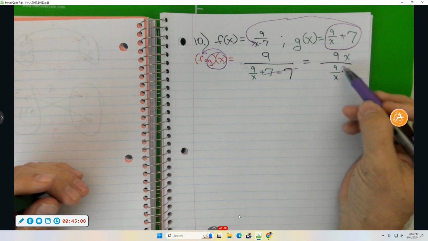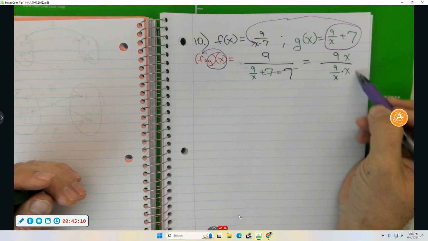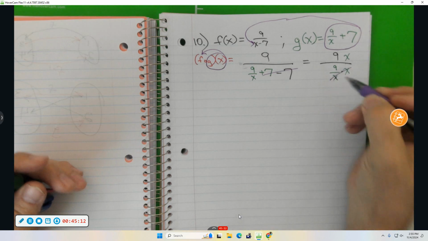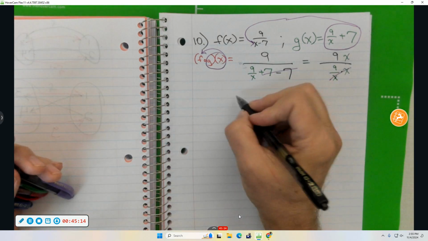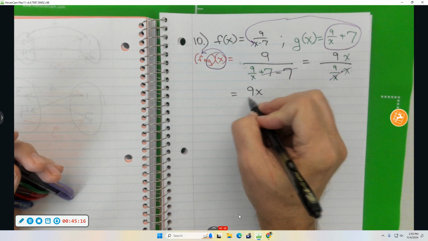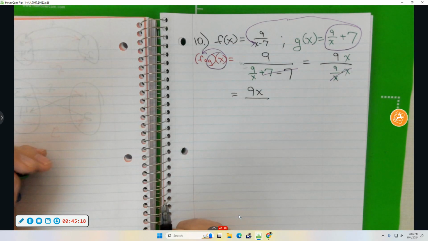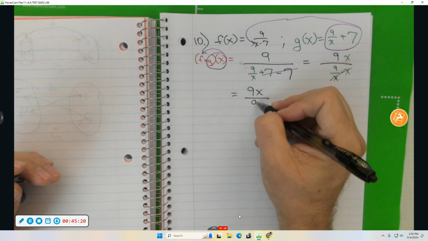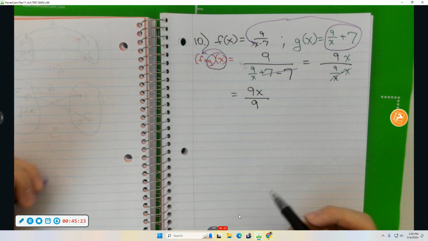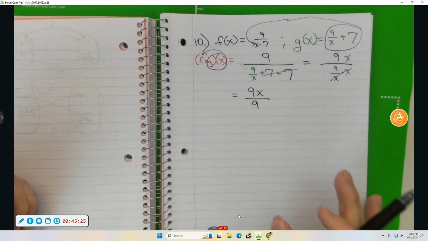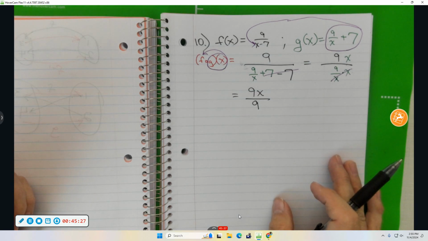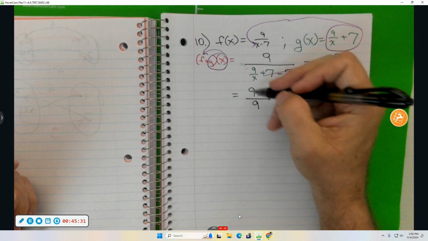What's about to happen down here in that denominator? The x's cancel. So we have 9x on top, and what have we got on bottom? 9. Just that 9. And what can we cancel here? Remember, if they're inverses, everything has to cancel out except for x. So the 9's cancel.